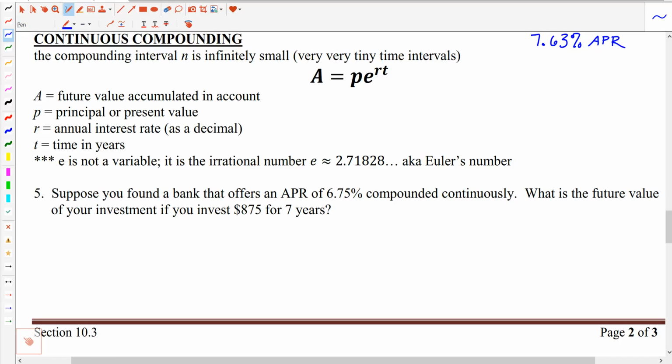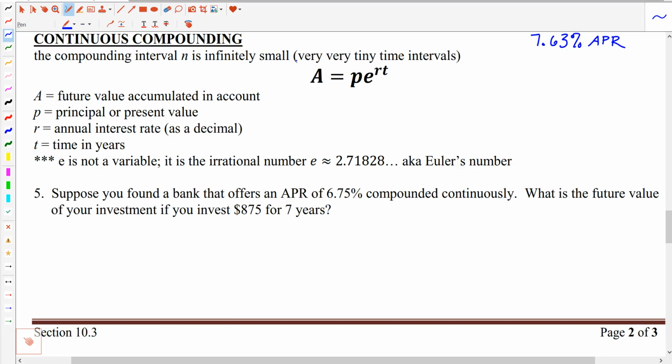Another type of compounding that can exist is called continuous compounding. In continuous compounding, the compounding interval n is infinitely small. Basically, it's not even going to be every minute you're getting interest, or even every second. It's going to be every fraction of a second the account is generating interest.